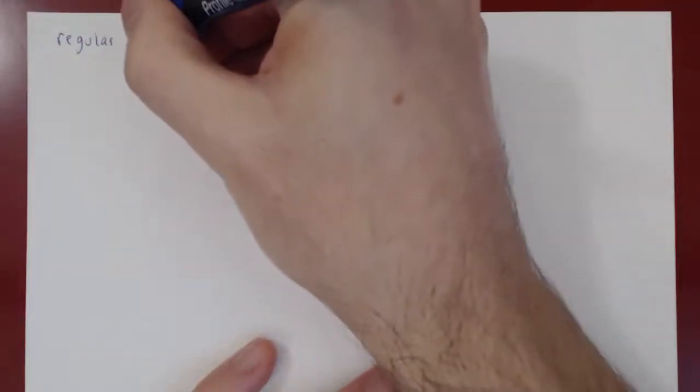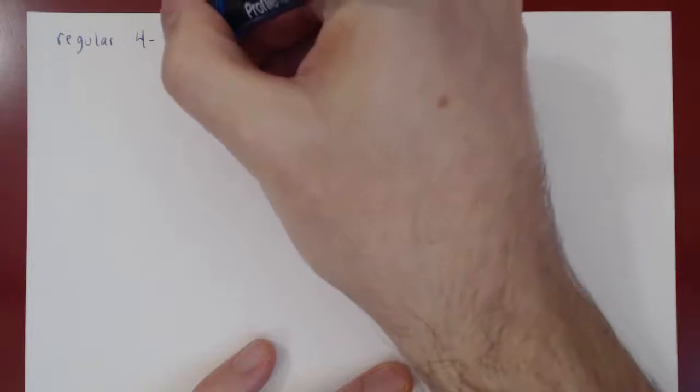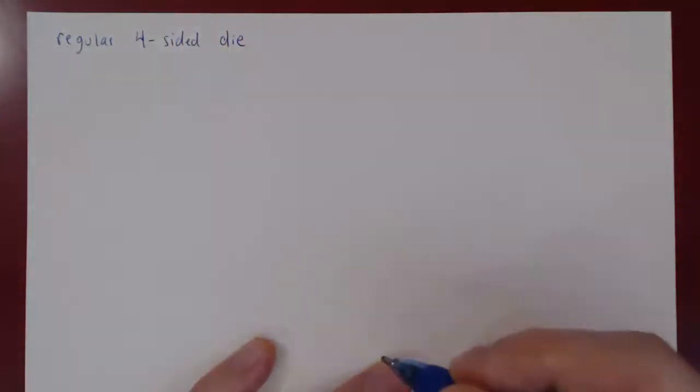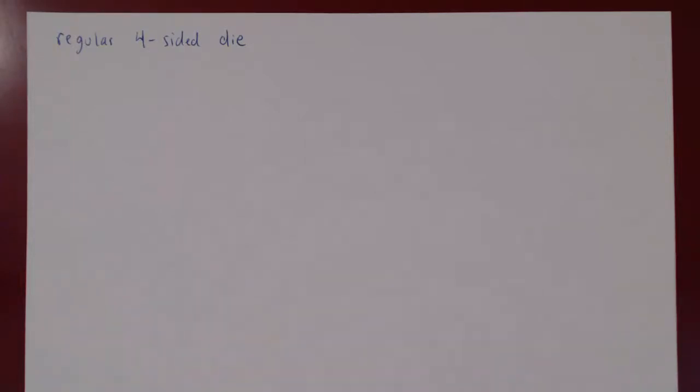Okay, so in this video, we will consider another application of the central limit theorem. So suppose we have the following situation. Suppose we have a regular four-sided die. So if you roll this die, if you imagine it, it would be a tetrahedron. There would be four faces and each one is a triangle.